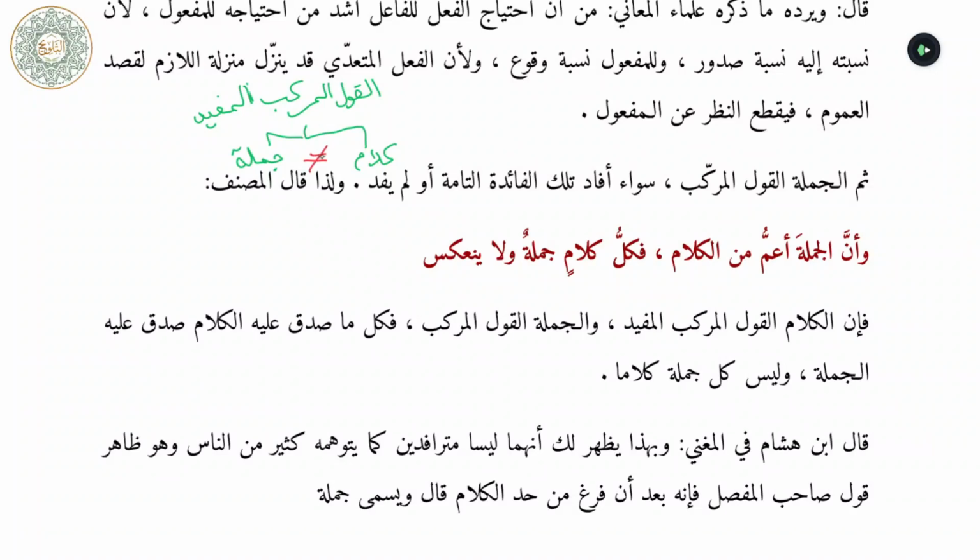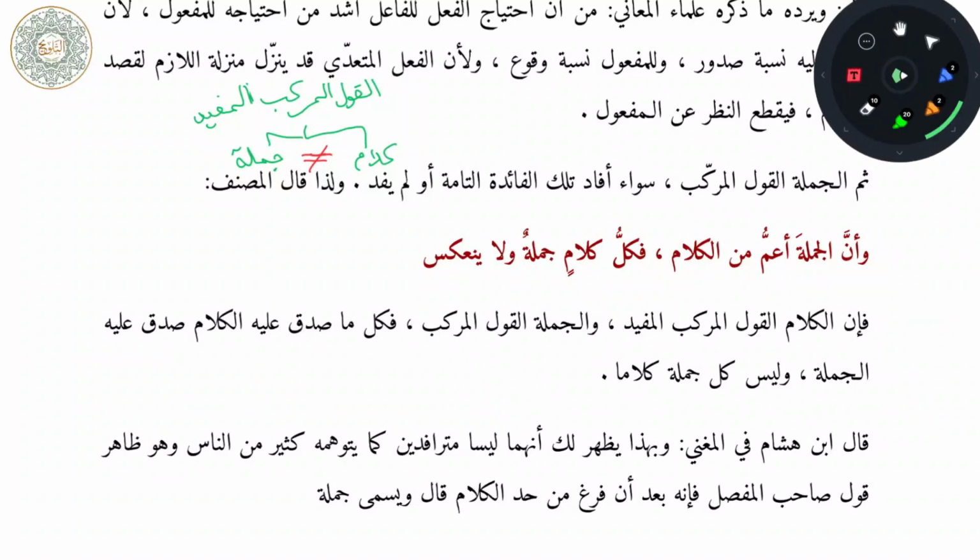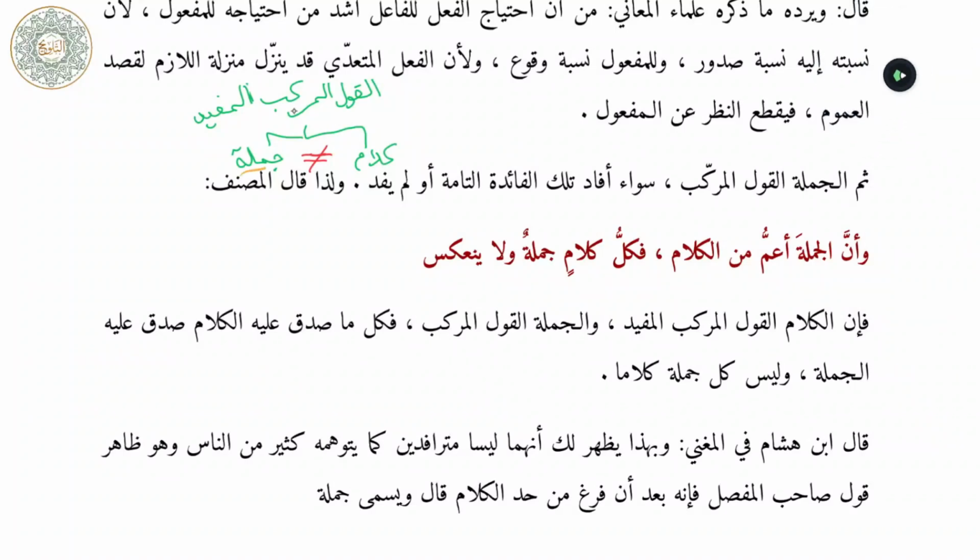So this is where the majority of grammarians will tell you that no, there is a difference. What is the difference? Jumla is simply al-qawl al-murakkab. Kalam is al-qawl al-murakkab al-mufid. Now, what does al-qawl al-murakkab mean? Murakkab over here, tarkib over here refers to at-tarkib al-isnadi.